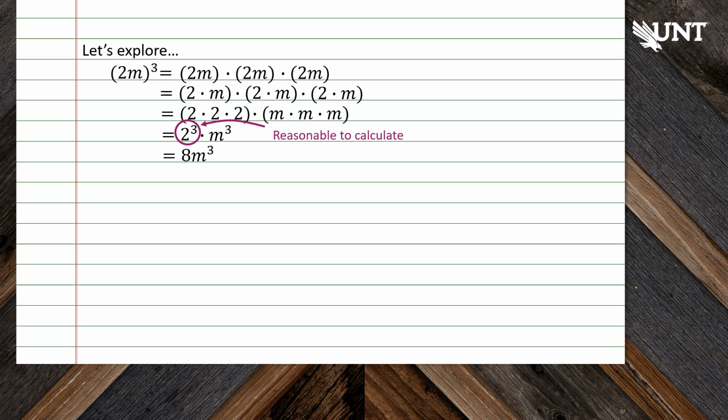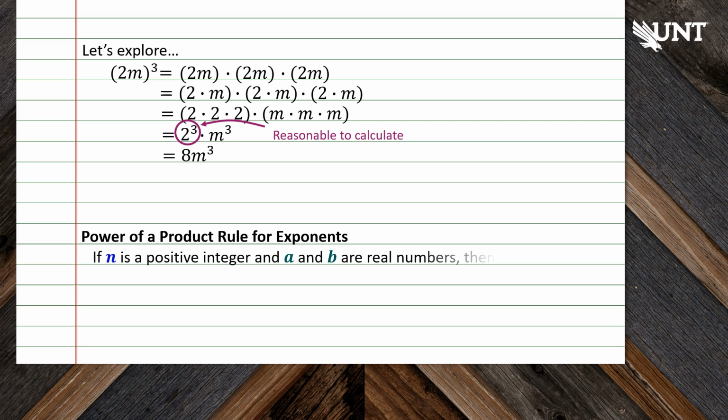Now, surely there needs to be a quicker way to go from the original problem to the simplified answer. Can you find the pattern? Well, that brings us to the power of a product rule for exponents. It states, if n is a positive integer and a and b are real numbers, then (a times b) raised to the power of n equals a to the power of n, b to the power of n. In other words, we distribute the exponent to each factor inside.